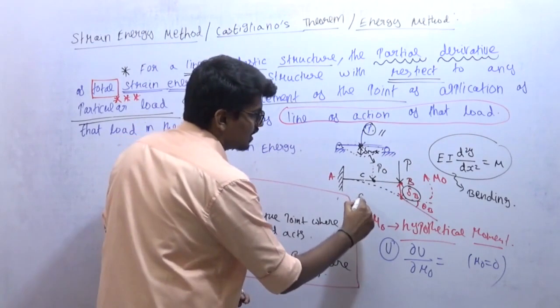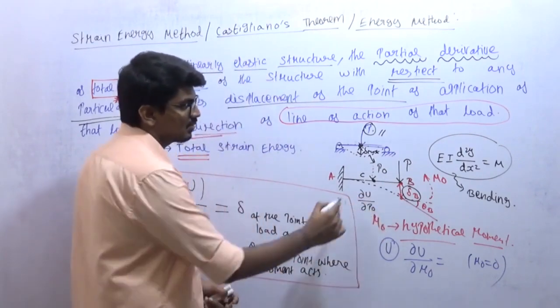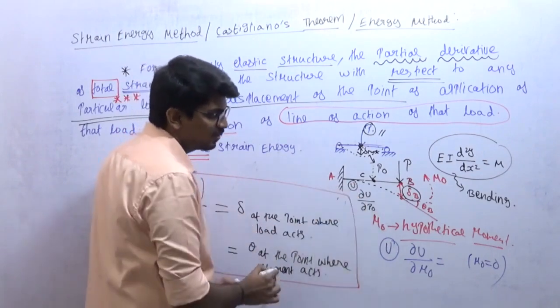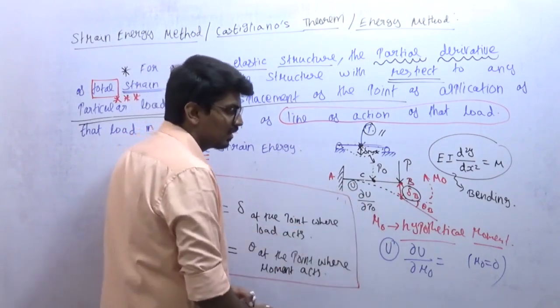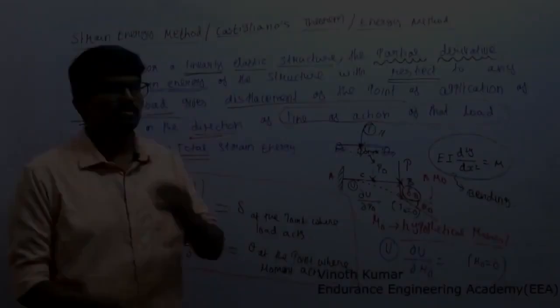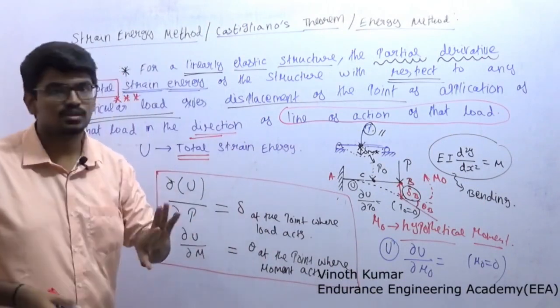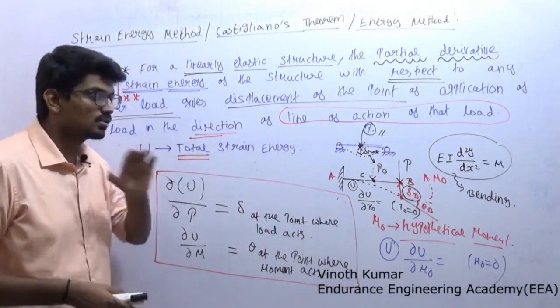Now differentiate total strain energy with P naught. First determine U, then differentiate U with respect to P naught. After differentiating, equate all P naught to 0. So now, if you understood the statements and explanations, it's well and good. If you didn't understand, also, don't worry.